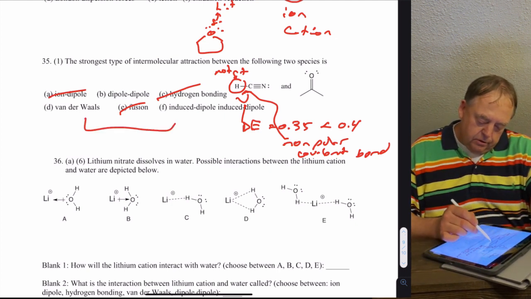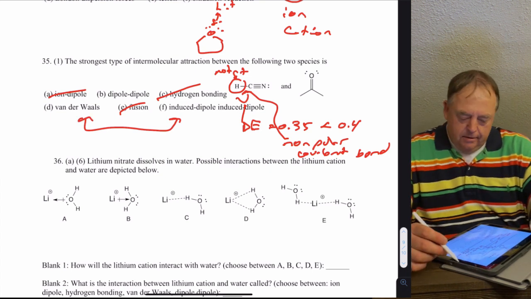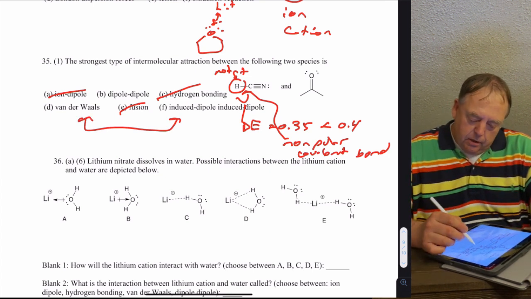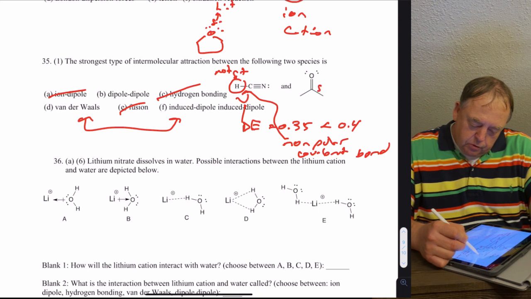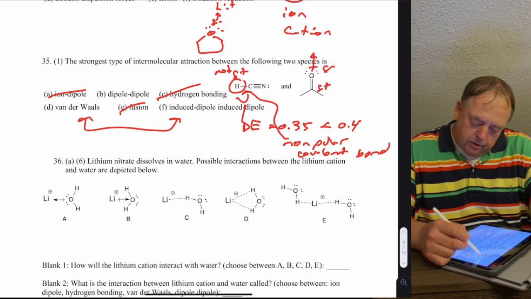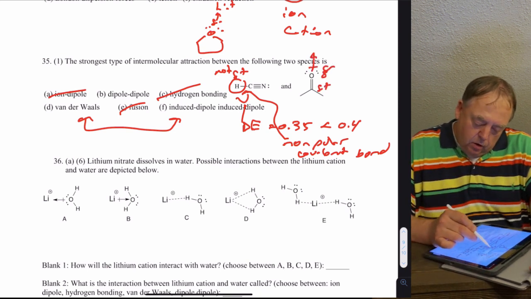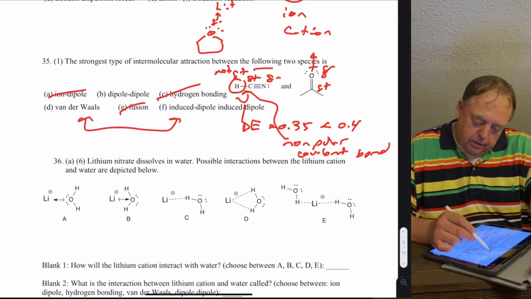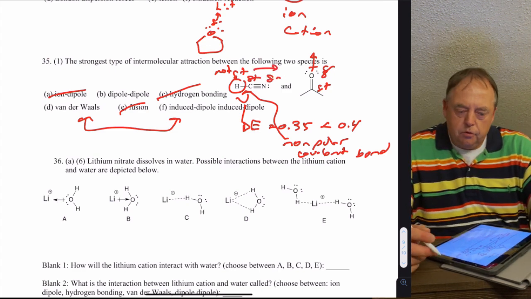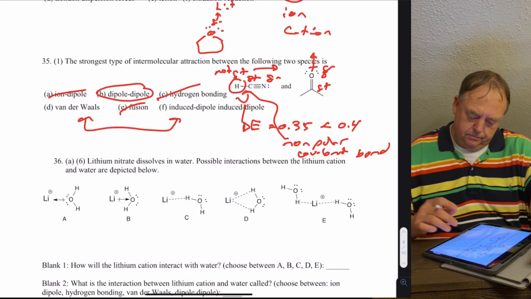Van der Waals and induced dipole, those are the same thing. So do these molecules have dipoles? Yes, that's partial positive, that's partial negative. That molecule has a dipole. Carbon's partial positive, nitrogen's partial negative. That molecule has a dipole. This will be a dipole-dipole attraction.